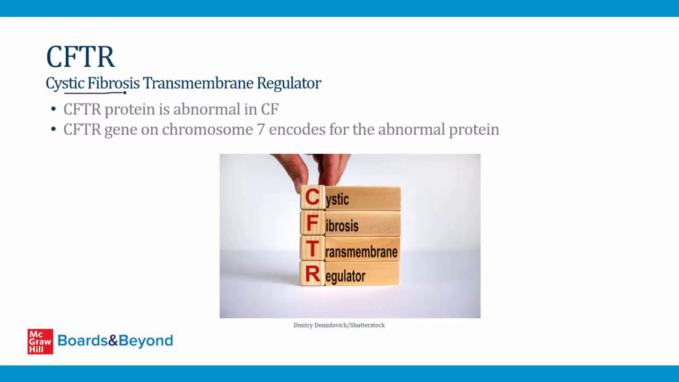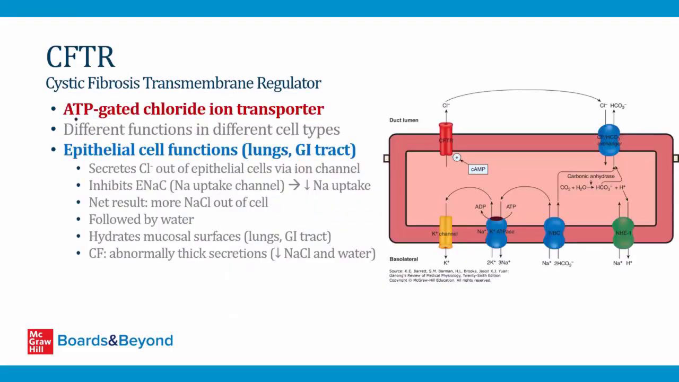CFTR stands for the cystic fibrosis transmembrane regulator, and this is the name of the protein that's abnormal in cystic fibrosis that leads to the clinical features of the disorder. And the CFTR gene, which is found on chromosome 7, is what's abnormal in cystic fibrosis. This codes for the abnormal protein. The CFTR is an ATP-gated chloride ion transporter.